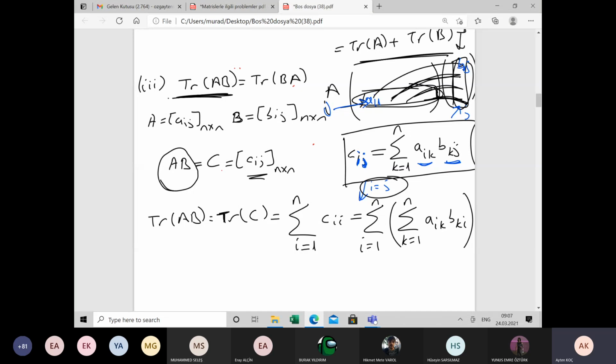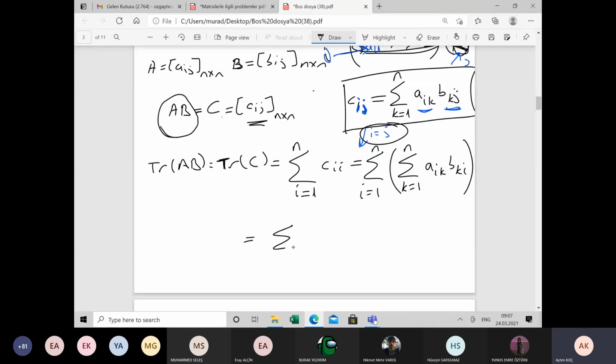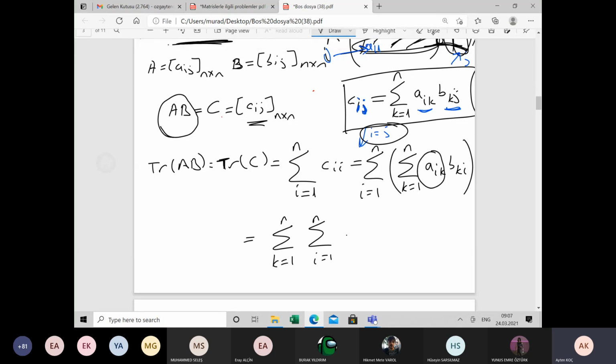Okay. So this sum is equal to the sum over k from 1 to n of the sum over i from 1 to n, and also we know that this one is a real number. It's okay. This one is a real number because the entries in our matrices come from the real numbers here. So this one is a real number.